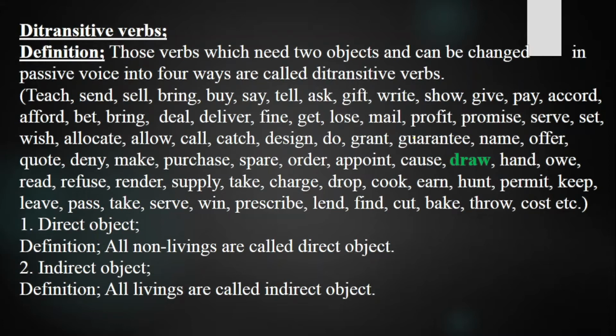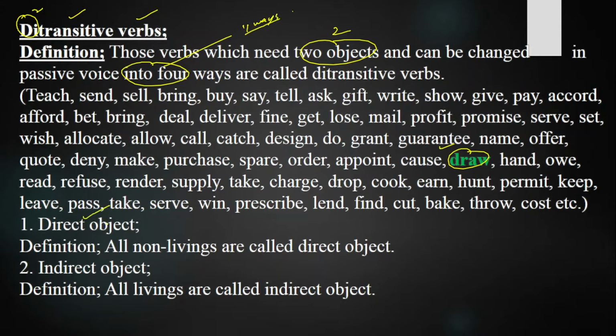Today we will be discussing how to change a ditransitive verb from active voice into passive voice. Before changing this, we'll take a glance at the definition of ditransitive. Ditransitive means two transitive: verbs which show an action, can be changed into passive voice, and need two objects. Keep in mind, those verbs which need two objects and can be changed into passive voice in four ways are called ditransitive verbs.